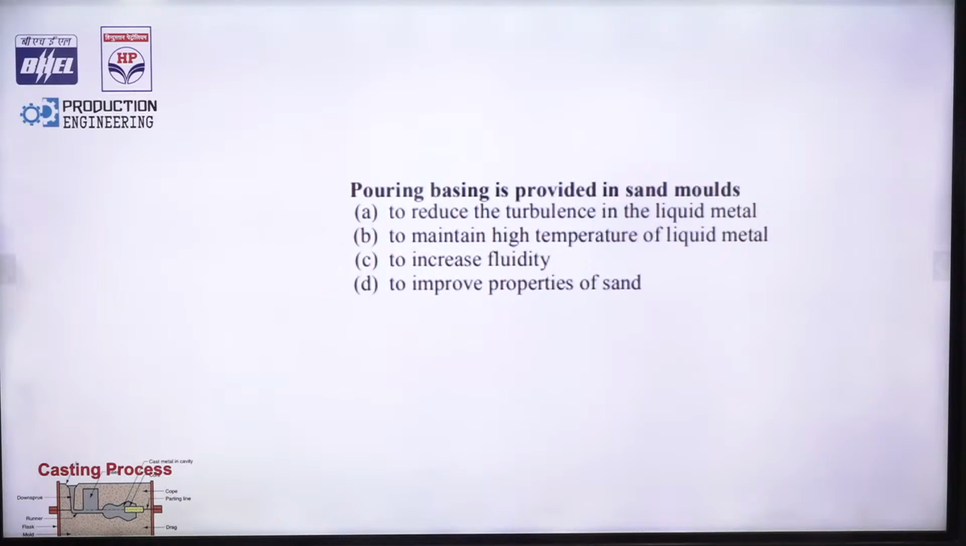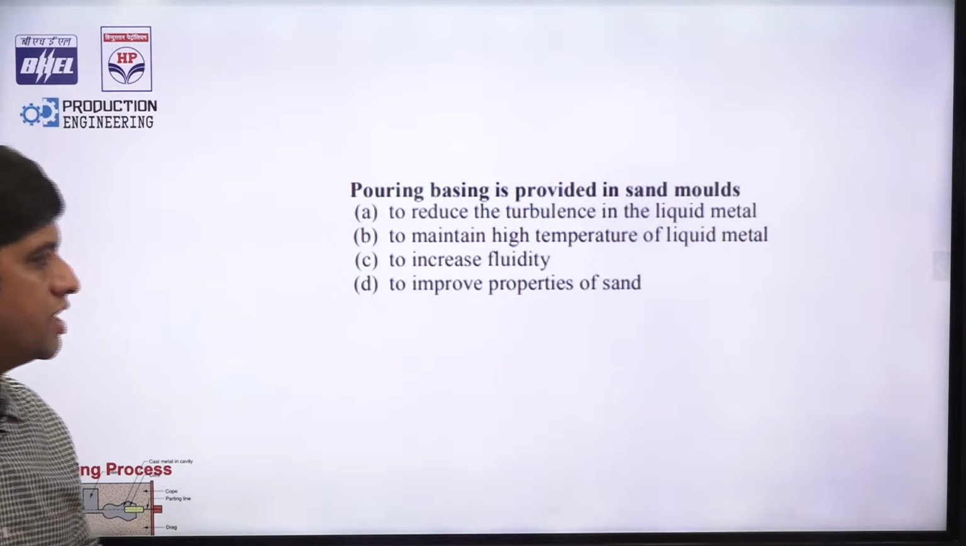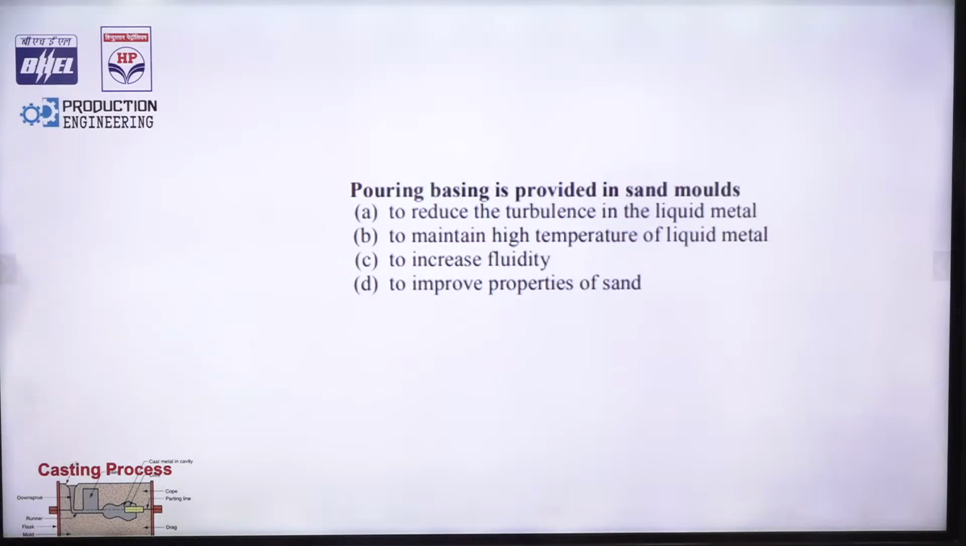Why is the pouring basin provided? What is the advantage of the pouring basin? What do you think is the advantage? Why do you provide a pouring basin in the sand mold? What is the answer for that? To increase the fluidity, improve the property of sand, maintain high temperature.